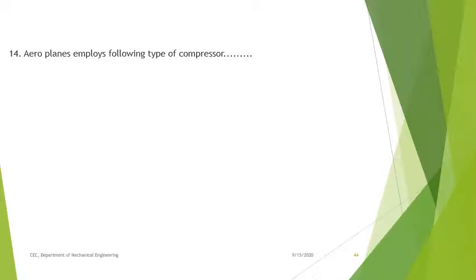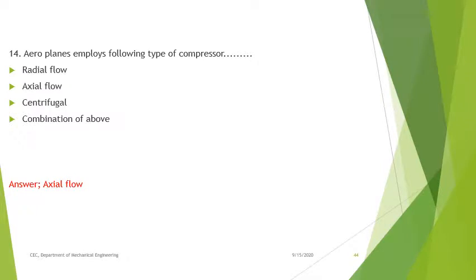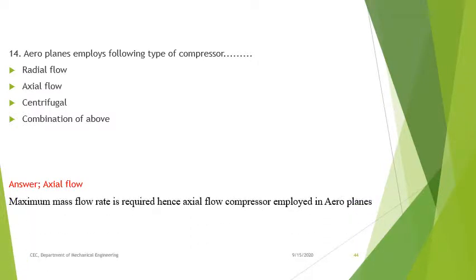Next question, aeroplanes employ the following type of compressor: radial flow, axial flow, centrifugal, or a combination of the above. The answer is axial flow, because maximum mass flow rate is required, hence axial flow compressors are employed in aeroplanes.